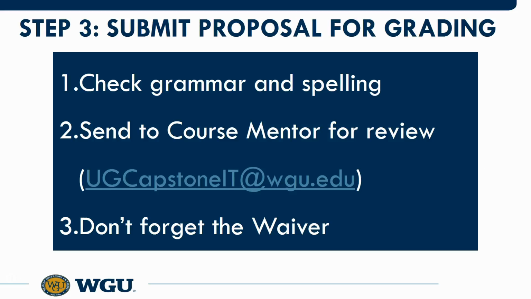Step 3, submit the proposal for grading. Before you submit to TaskStream, check grammar and spelling using your word processor's grammar checker with all options on. The writing mechanics piece is important and it is an evaluated item on the rubric. If there are too many errors, you'll be asked to revise even if your content is good.